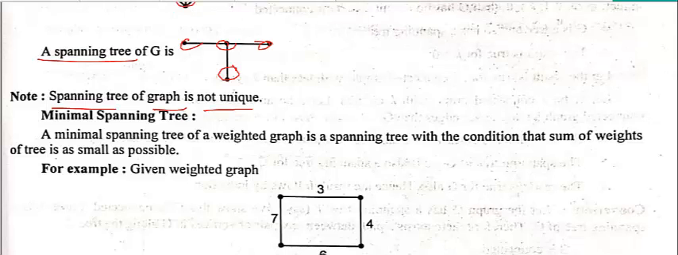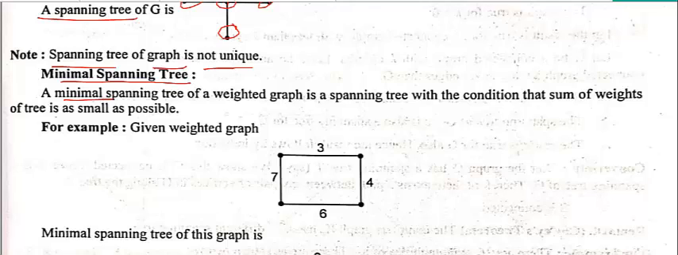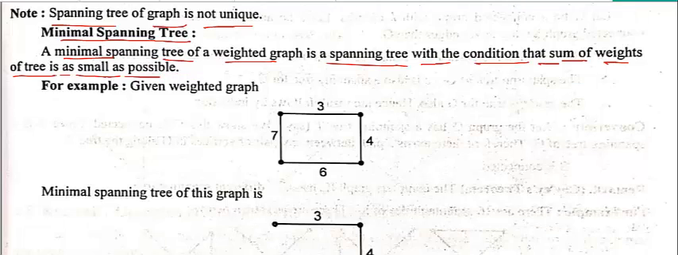Next is another important thing, the minimal spanning tree. It is very interesting to see. A minimal spanning tree of a weighted graph is the spanning tree with the condition that the sum of the weights of the tree is as small as possible. Things will be much clearer when I explain the example.